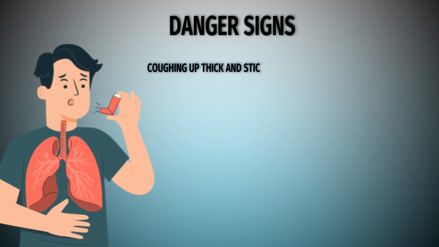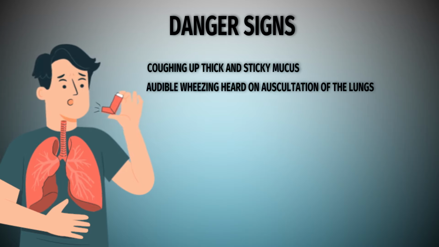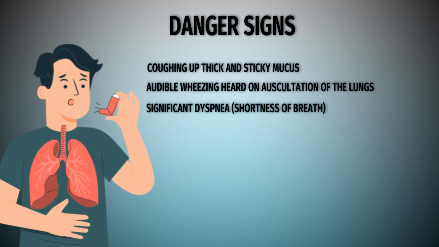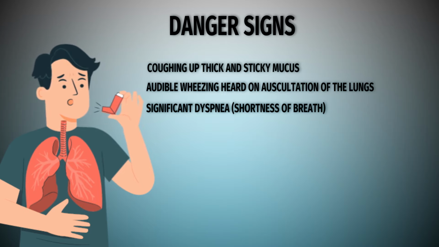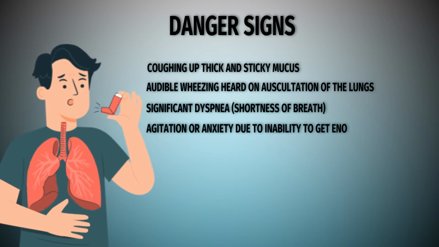Coughing up thick and sticky mucus, audible wheezing heard on auscultation of the lungs as air passes through the narrowed bronchioles, significant dyspnea, shortness of breath, marked by a feeling of chest tightness, labored, rapid, shallow breathing with use of accessory muscles and possible chest retractions. Agitation or anxiety due to inability to get enough air.